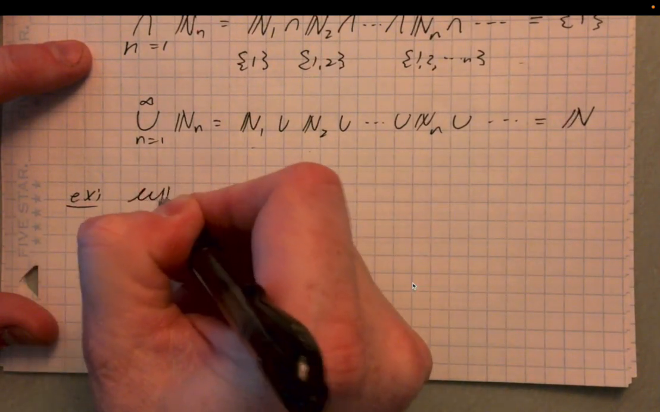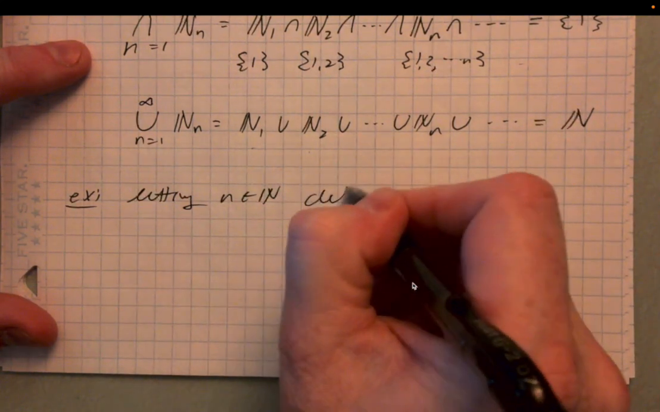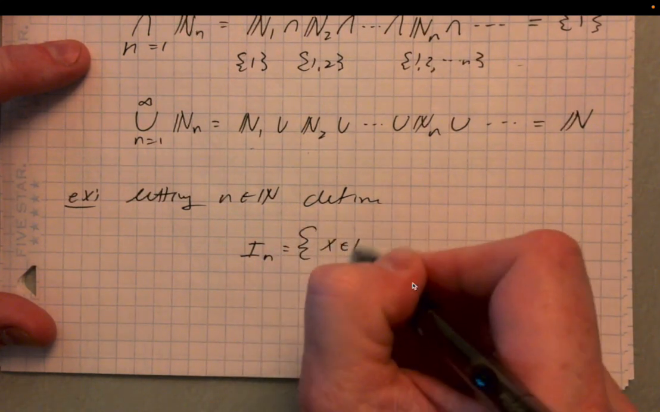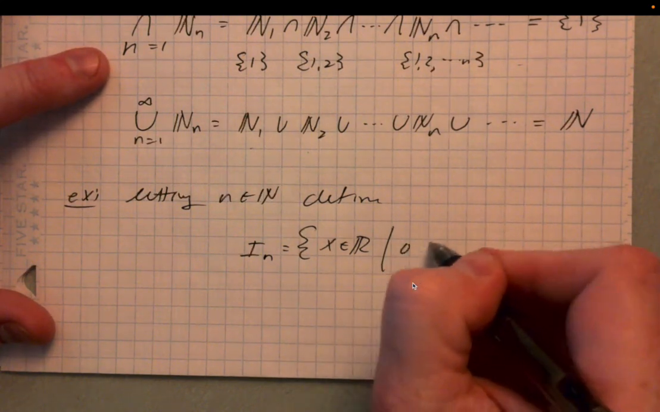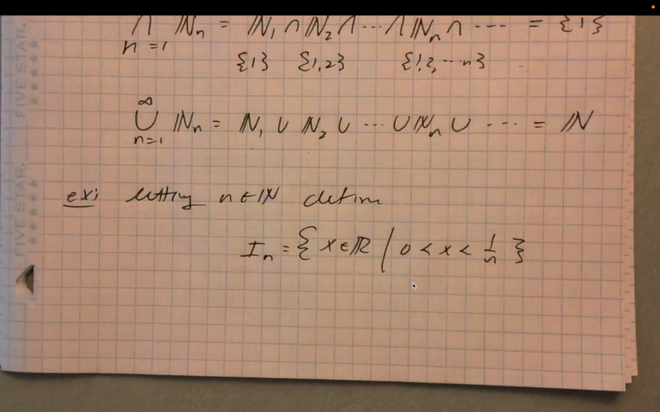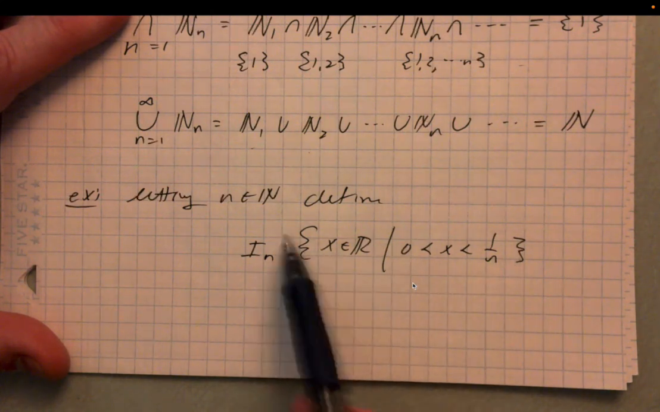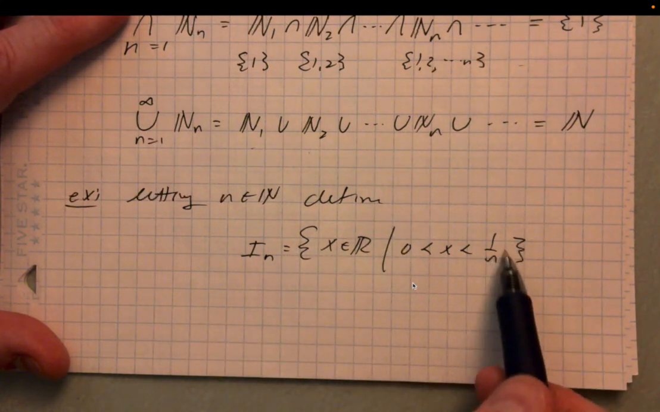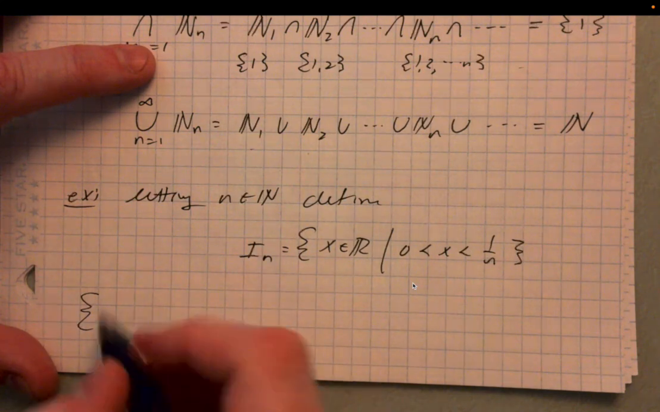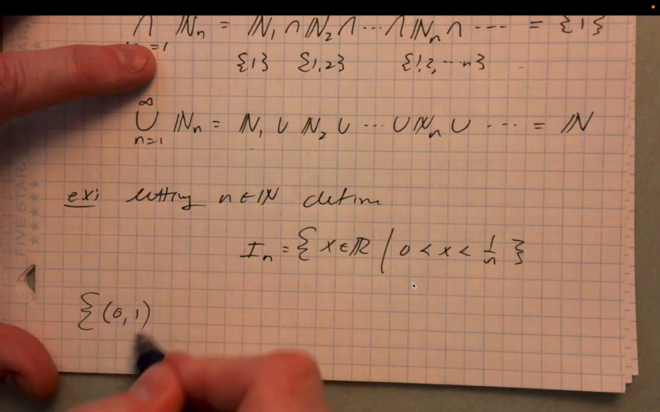Let n be a natural number and define I sub n as before. This is going to be all of the real numbers x in R such that 0 is less than x less than 1 over n. Okay, what's the intersection here? Well, let's think about what happened. What do these sets look like here? So the first set, for n equals 1, would be the real numbers in the interval from 0 up to 1.